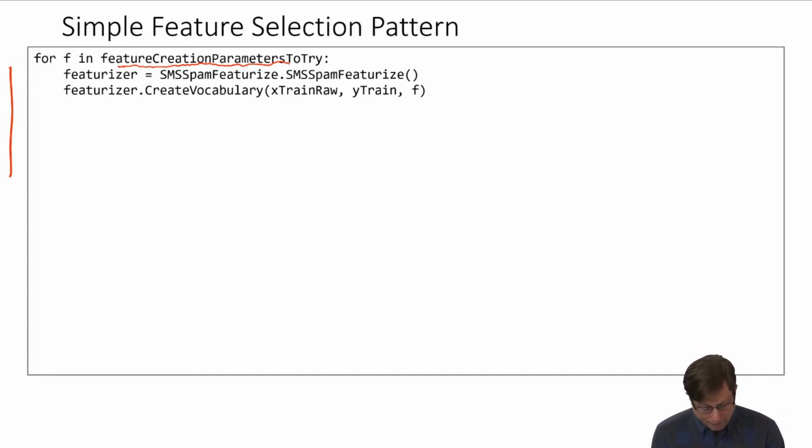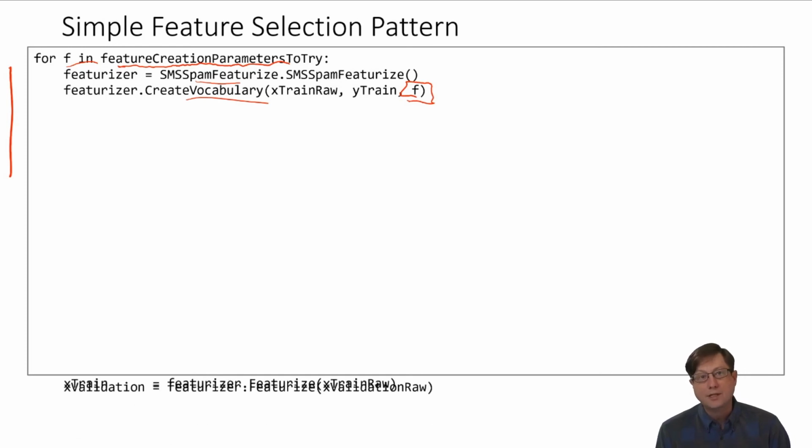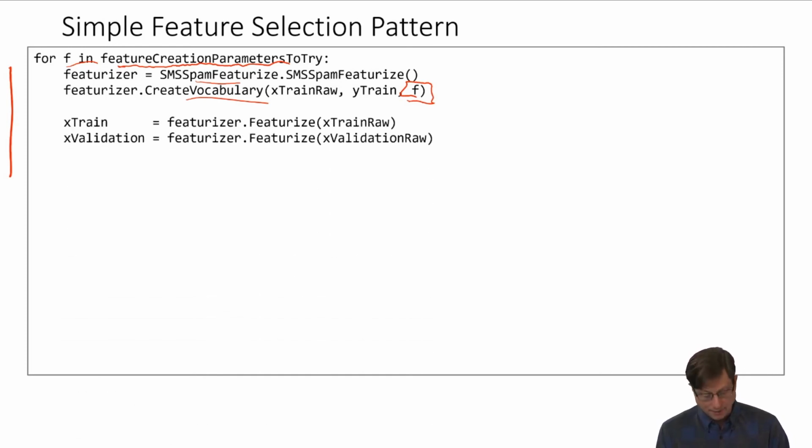So anyway, we have a whole bunch of feature selection parameters to try, which might be, use bag of words, use 2 grams, use bag of words and 2 grams, select N features using mutual information, select 2N features using mutual information, all the different things that you want to try. For each of those, you create a new SPAM featureizer object, and you create a vocabulary using whatever those parameters happen to be. Then you take that learned vocabulary and you apply it to the raw training and validation data.